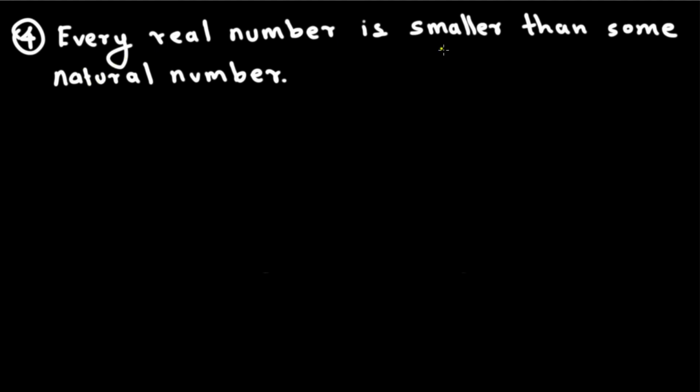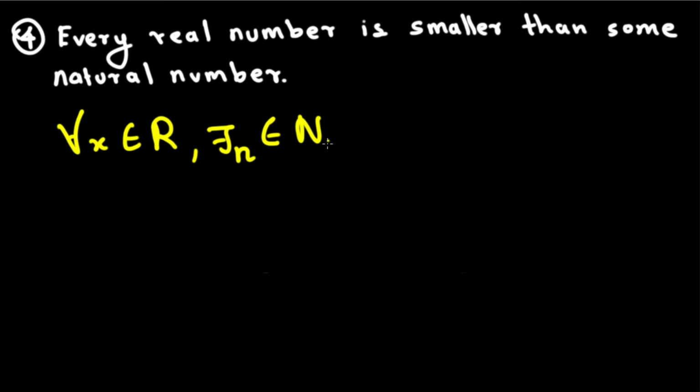The next one says every real number is smaller than some natural number. Now let's go ahead and write this one in a symbolic way. For all x belonging to the real numbers, there exists, because we used x already, n belonging to the natural numbers such that x is less than n. Okay, this is the symbolic way to write this one. Now let's look at the next one.